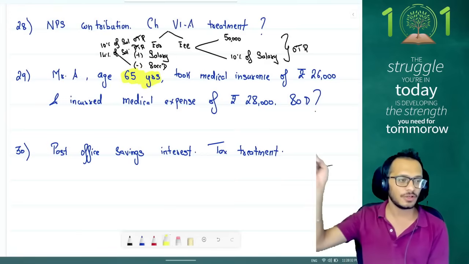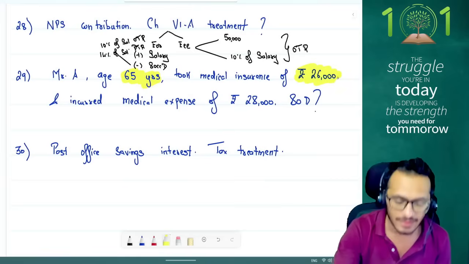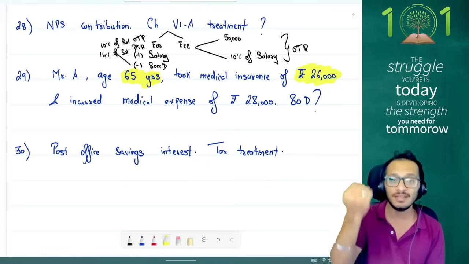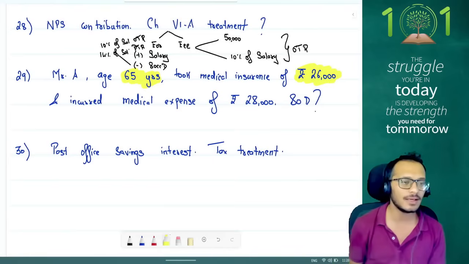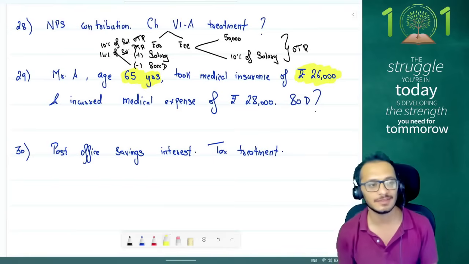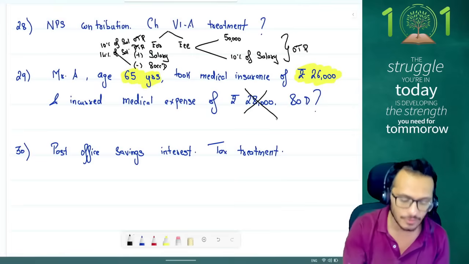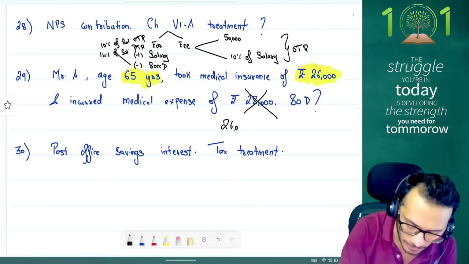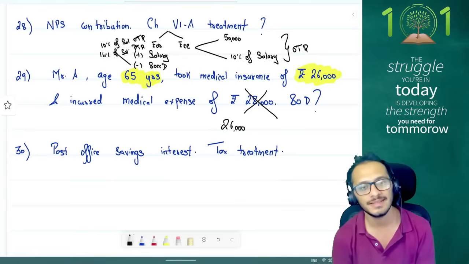But here is the problem. I have taken an insurance, I have taken an expense. Which one can I claim? I can only claim my insurance. Understand, people? A medical expense deduction can only be granted when the person has no insurance, which means if you don't have any insurance from day one, then only you can claim a medical expense. In this case, because I already have insurance, can I claim a medical expense? No. The 26,000 is what I'll be allowed as a full deduction. Yes or no? Yes? Amazing.